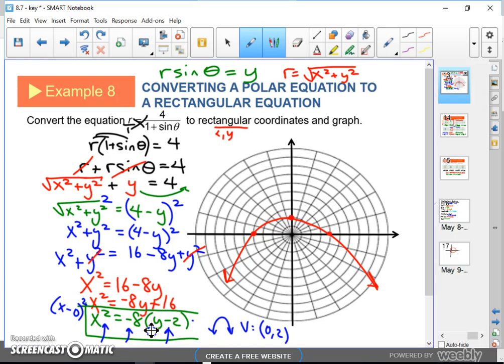But wasn't it so much easier just to type it into Desmos? Yes. Okay. We've got this same parabola, opens down with a vertex of 0, 2.